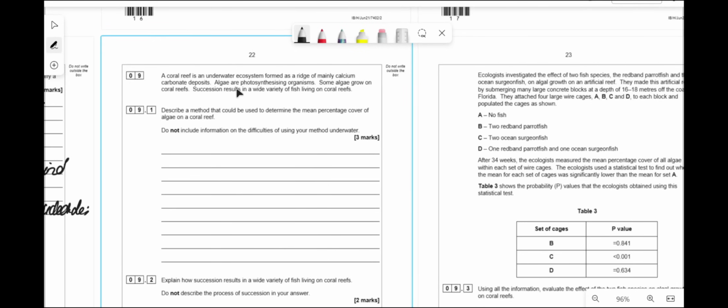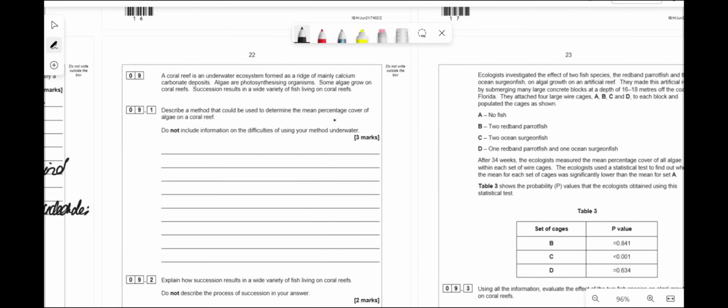A coral reef is an underwater ecosystem formed by a ridge of mainly calcium carbonate deposits. Algae are photosynthesizing organisms. Some algae grow on coral reefs. Succession results in a wide variety of fish living on coral reefs. Describe a method that could be used to determine the mean percentage cover of algae on a coral reef. Do not include information on the difficulties of using your method underwater.